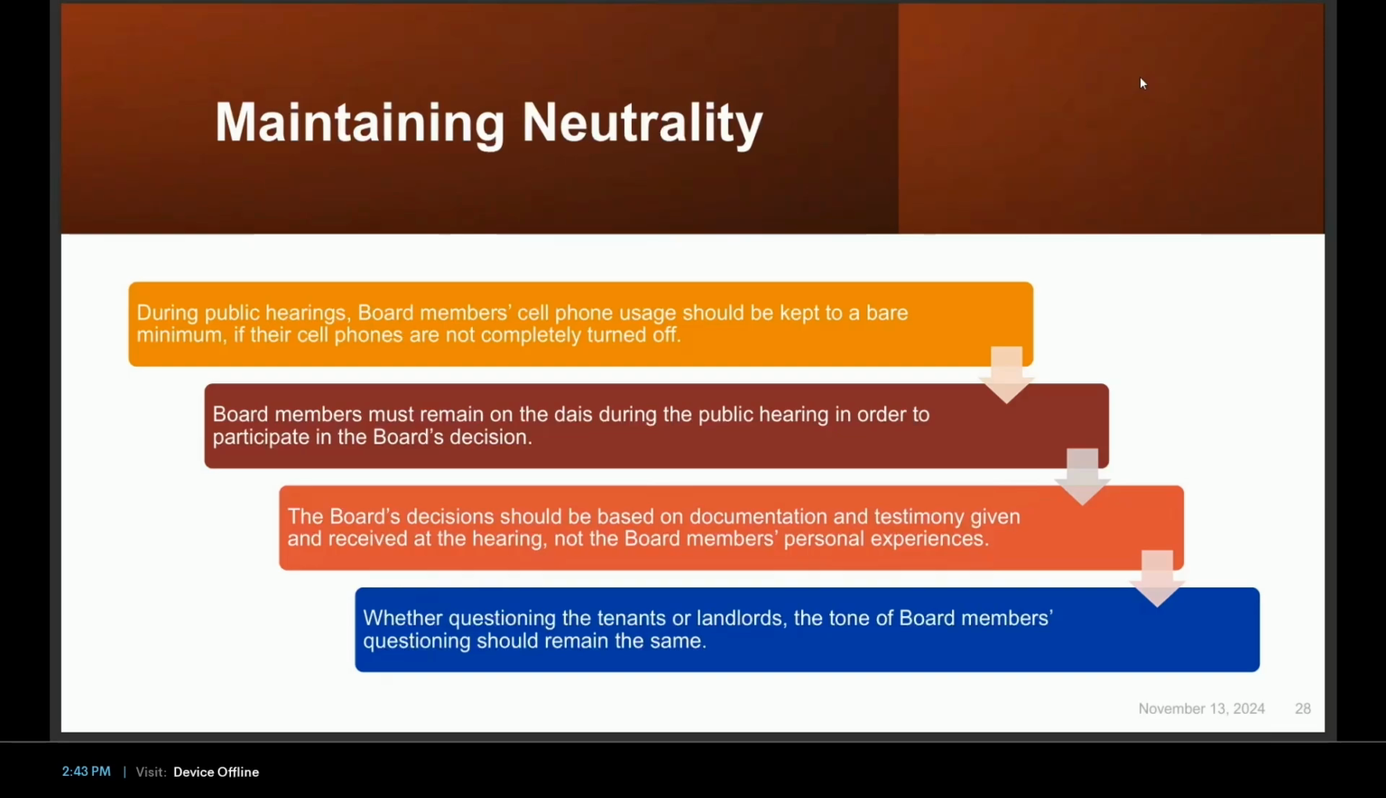So, again, all of this is done during the meeting. Ideally, cell phones on vibrate, because that can create problems and concerns about what may be going back and forth. And again, we talked about how everything is based upon the documentation and your dialogue. And whether questioning the landlord or a tenant, remember the tone. It's about being neutral. Be cognizant of body language and tone, so that you're promoting the ability for people to participate and to be heard.